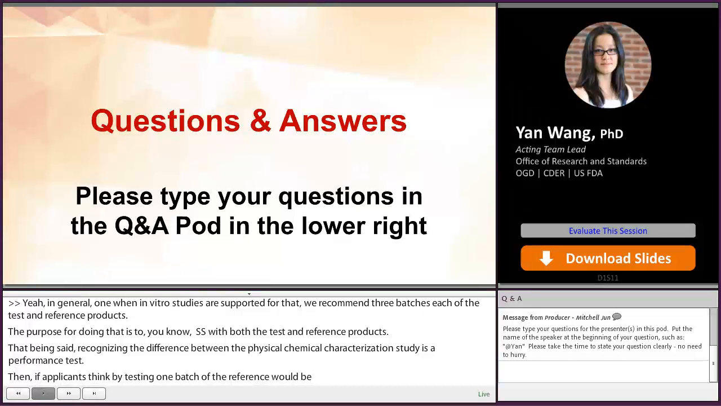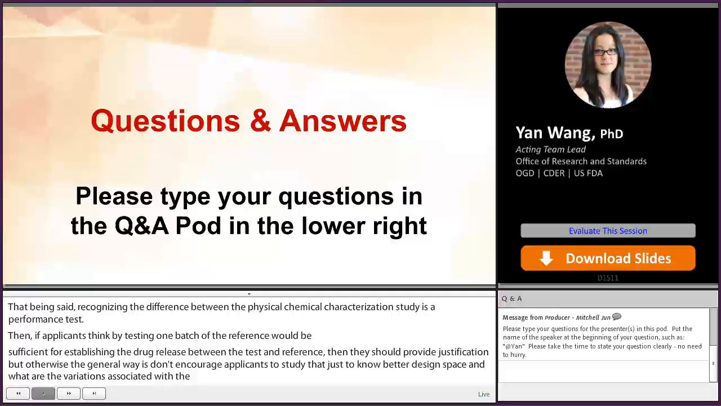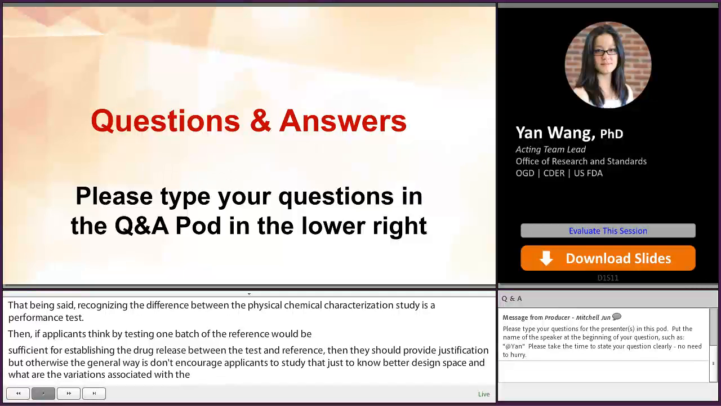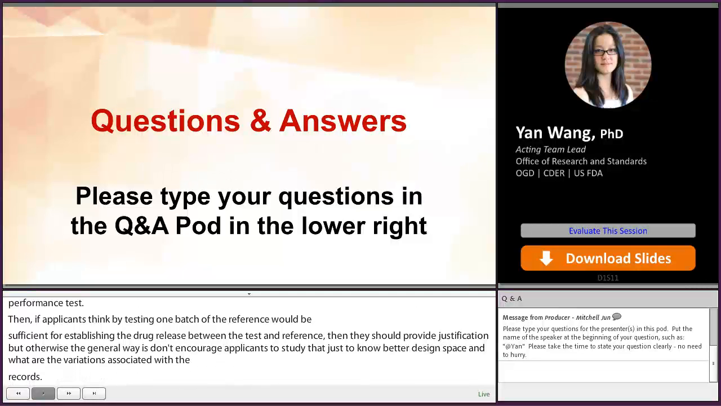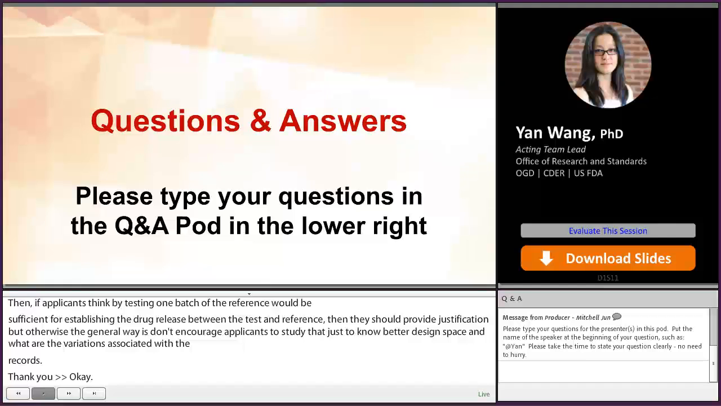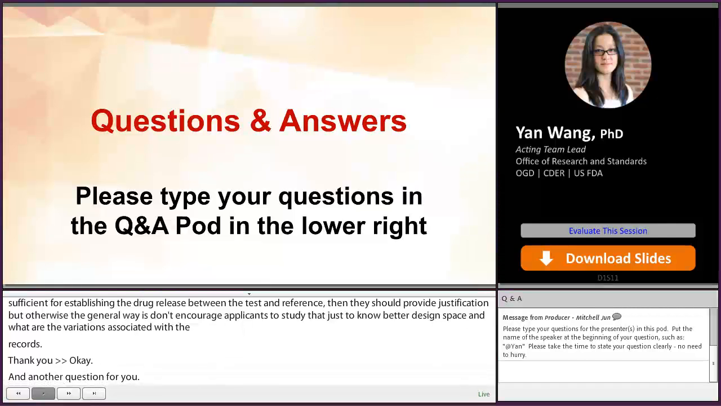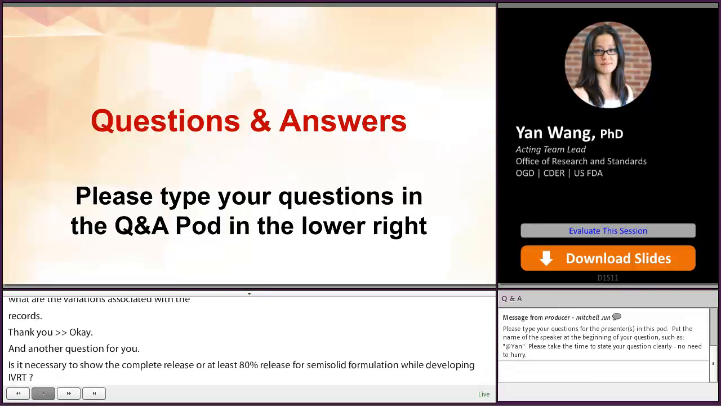Okay, and another question for you. Is it necessary to show the complete release or at least 80% release for semi-solid formulation while developing IVRT? Like I mentioned in the talk, the complete release is a general expectation, and that also has implications on the statistical method you may use for establishing similarity in release profiles.